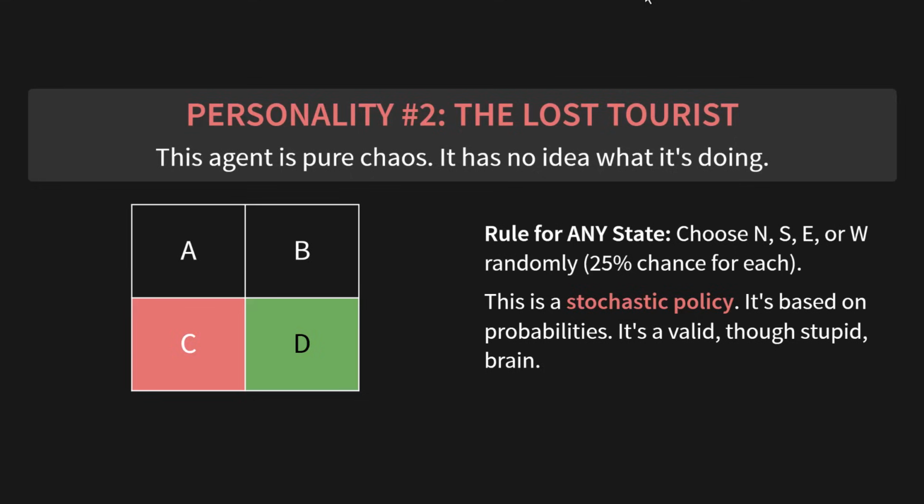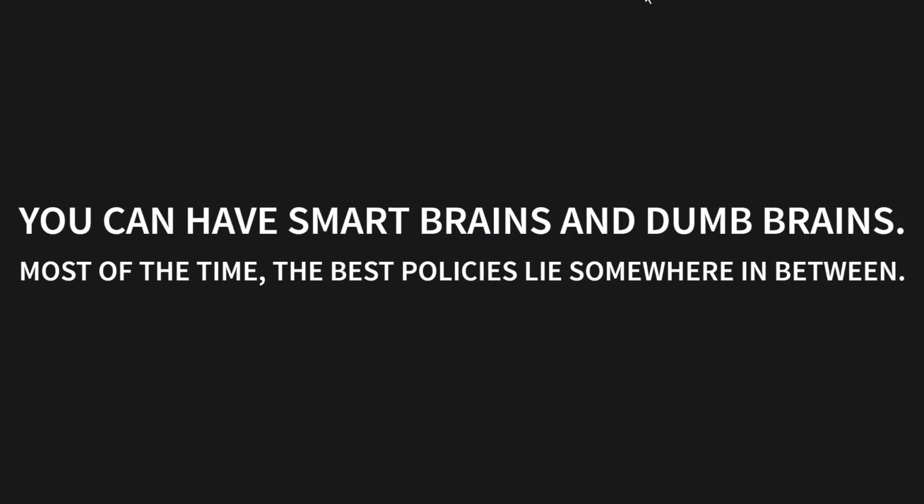Now, will this agent ever find the goal? Maybe. It might stumble from A to B and then from B to D by pure luck. But it's just as likely to stumble from A straight into the pit at C. This policy is terrible. But it's still a policy. It's a valid, though very stupid brain. Most of the time, the best policies lie somewhere in between perfect planning and total chaos. So you can have good policies and you can have bad policies, smart brains and dumb brains.